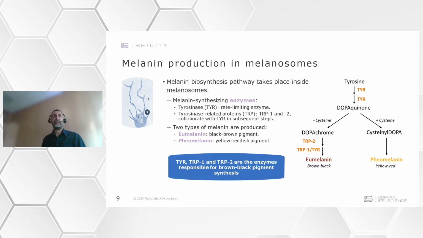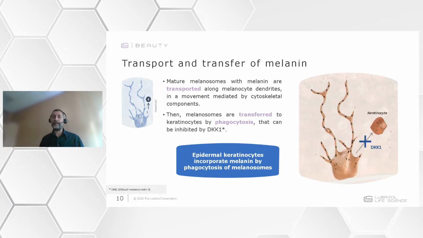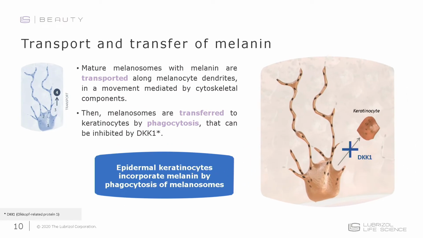So finally, the fourth step is the transport and transfer of the melanin. Once we have the melanin inside the melanosome, this is transported along the melanocyte dendrites, these channels, thanks to the movement of the cytoskeleton components. Once the melanosomes are in the tip of these dendrites, the melanin is transferred to the keratinocytes by phagocytosis.